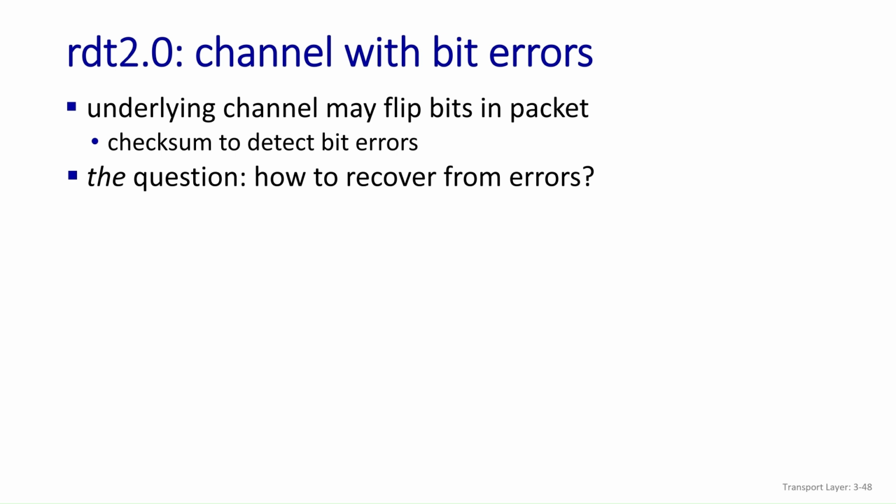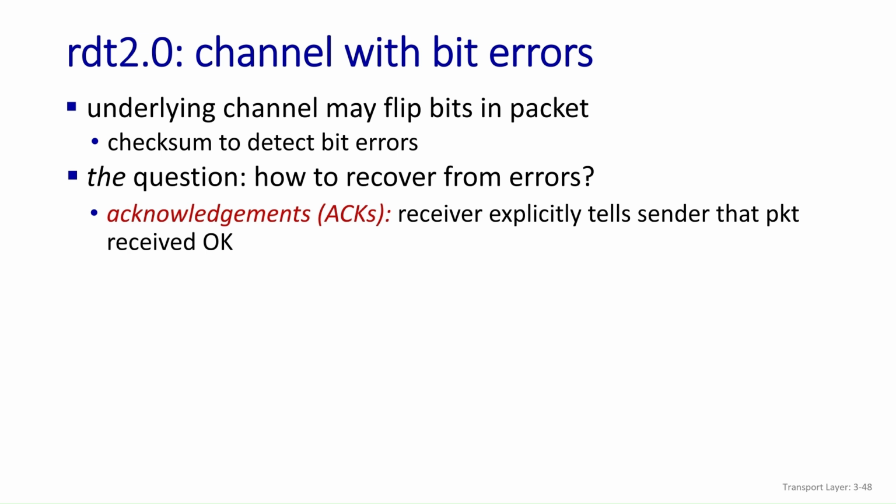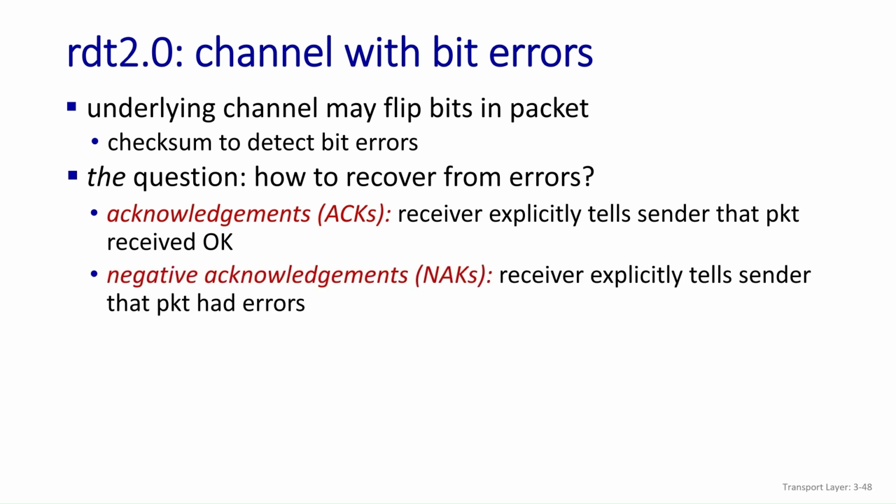Okay, so for the recovery, how do we know whether there is an error or no error, right? For that we use two types of acknowledgments. One is acknowledgement. If a receiver receives a packet and, doing checksum, finds that there is no error, the receiver will send an acknowledgement. Using this ACK, the receiver explicitly tells the sender that the packet was received okay, I mean there is no error. But what if there is an error? Now the receiver can send a negative acknowledgement, right?